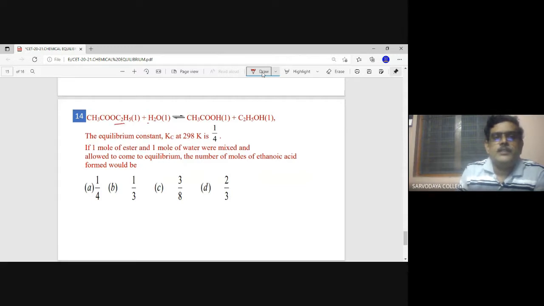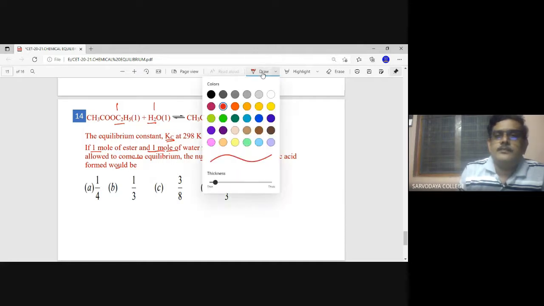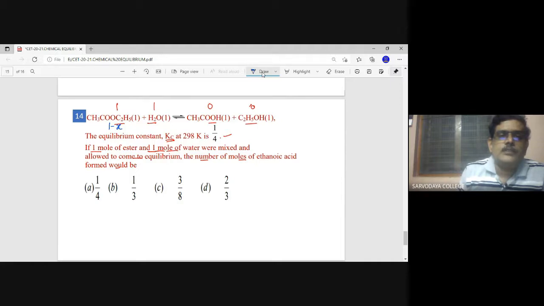In ester hydrolysis, giving carboxylic acid and ethanol, the equilibrium constant Kc is 1 by 4. One mole of ester and one mole of water are mixed. Water is not in excess here, so we cannot neglect the quantity of water. The number of moles of ethanoic acid at equilibrium will be how much? The equilibrium constant is mentioned. So you begin with 1 mole of this, 1 mole of this, and 0, 0. At equilibrium, there will be 1 minus x moles of this, 1 minus x moles of this, x moles of this, and x moles of this.